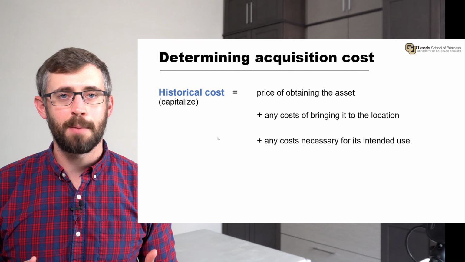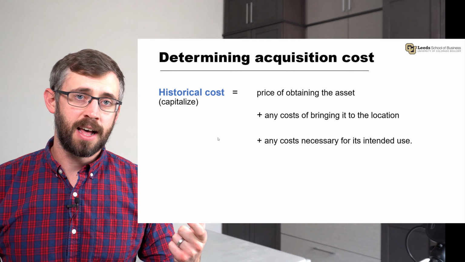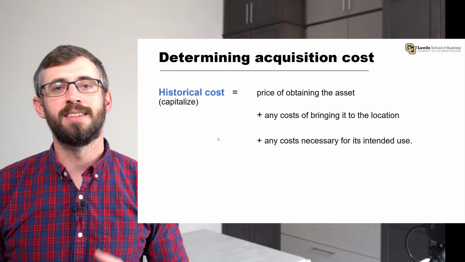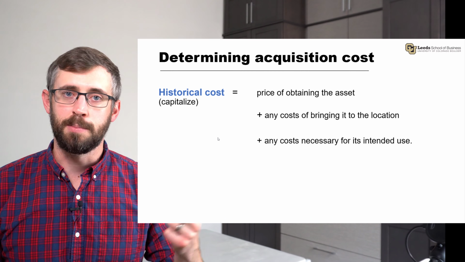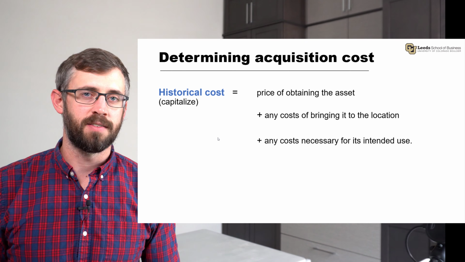And remember, when I say capitalize, it means we're crediting cash because we're paying for something, and capitalizing it means we debit an asset account, debit our balance sheet, instead of debiting an expense. So capitalizing just means debit PP&E. So what costs actually go into that PP&E value?